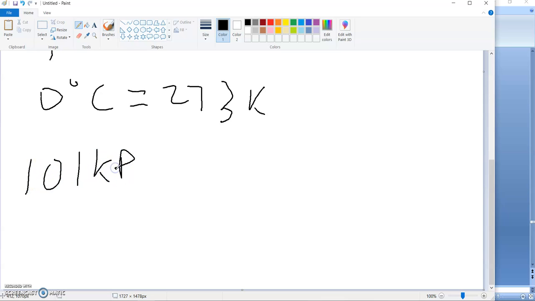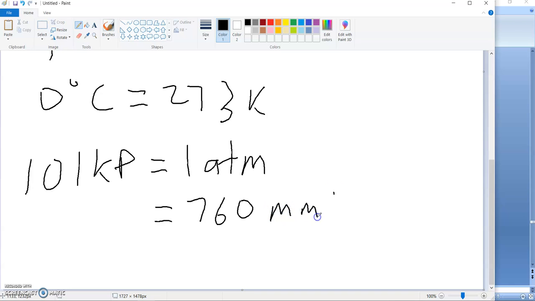If you're working in pascals, you can slide the decimal. You don't need me to do that. That equals 1 atmosphere. So if they give you units of atmospheres, standard pressure is 1 atmosphere. That also equals 760 millimeters of mercury, which on the worksheet sometimes we use that unit of pressure.